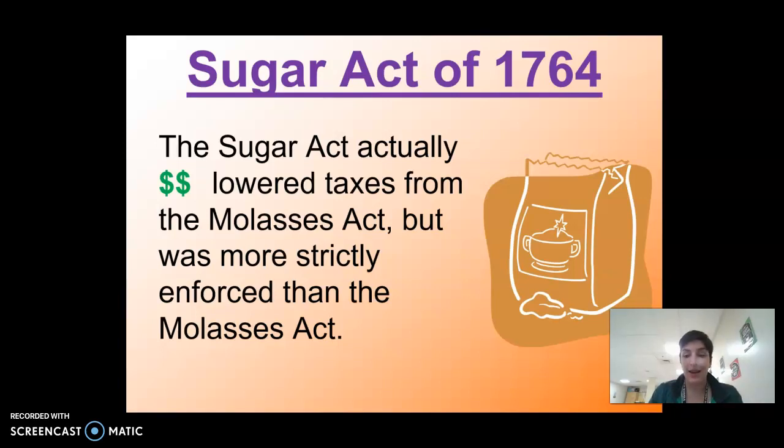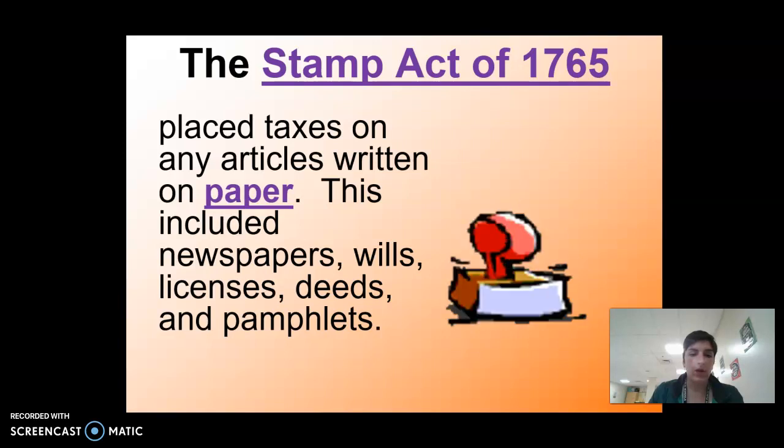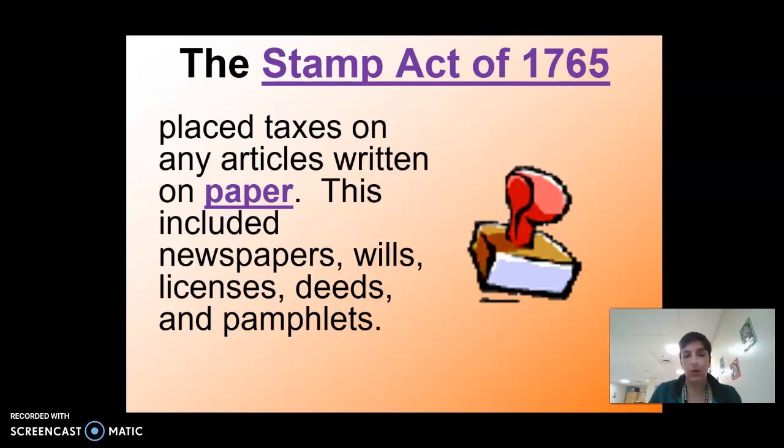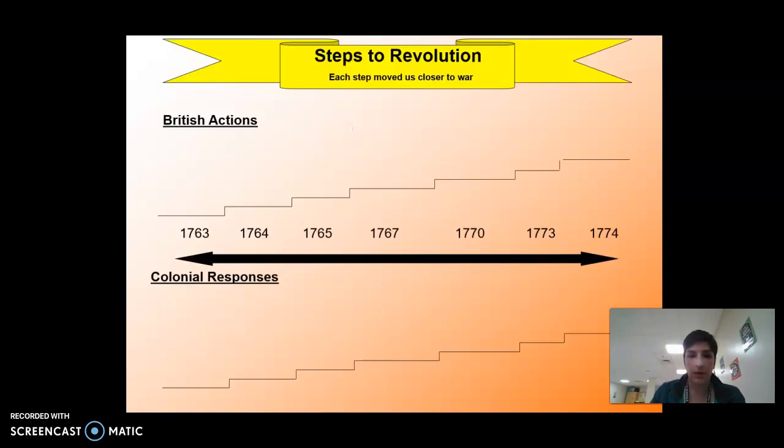The Stamp Act of 1765 placed taxes on any articles written on paper. Literally any piece of paper that you might use, you would have to pay taxes on. So if you made newspapers, had a will drawn up, or had a license or a deed or a pamphlet or anything written on paper, you were taxed heavily for using paper.